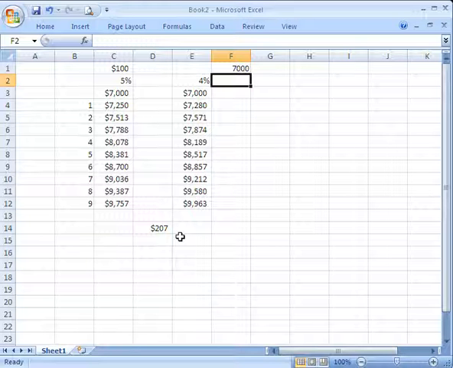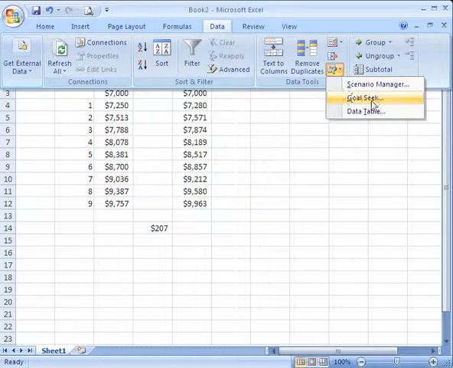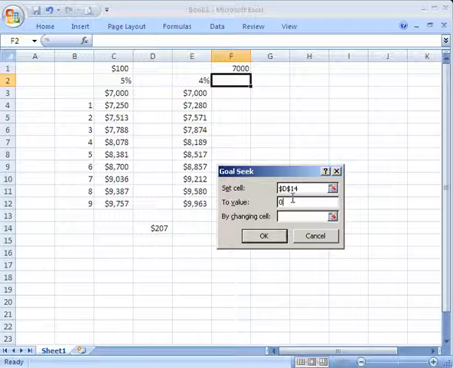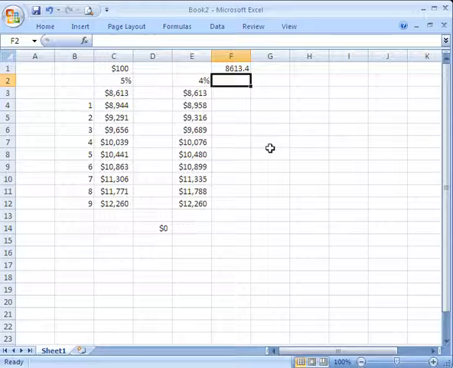The remainder is easy. We goal seek this amount down here to what we wish, which is 0, by changing the amount we invest. It turns out that if we invest $8,613, the difference at the end is 0, and we end up with the same amounts.